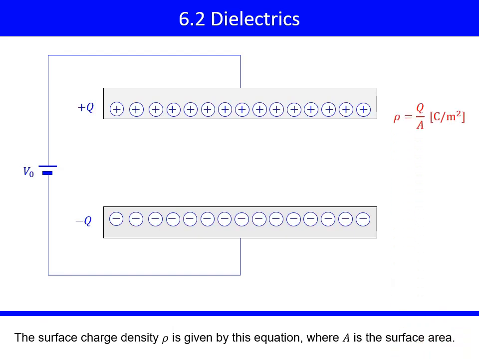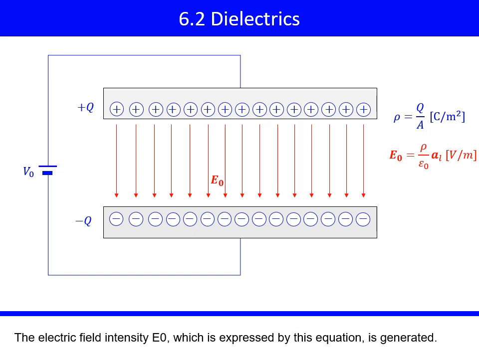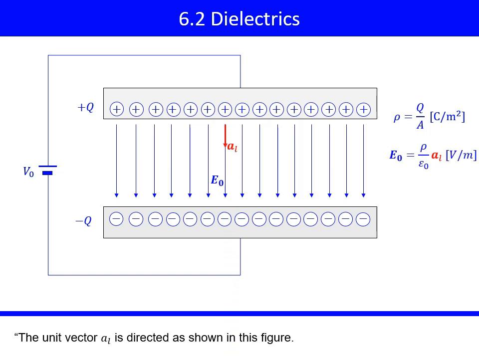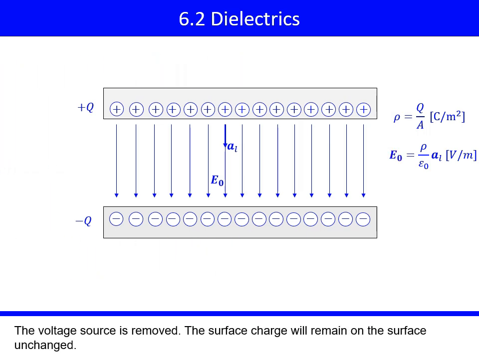The surface charge density ρ is given by this equation, where A is the surface area. The electric field intensity E0, which is expressed by this equation, is generated. The unit vector is directed as shown in this figure. E0 denotes this electric field intensity without a dielectric material. The voltage source is removed. The surface charge will remain on the surface unchanged.